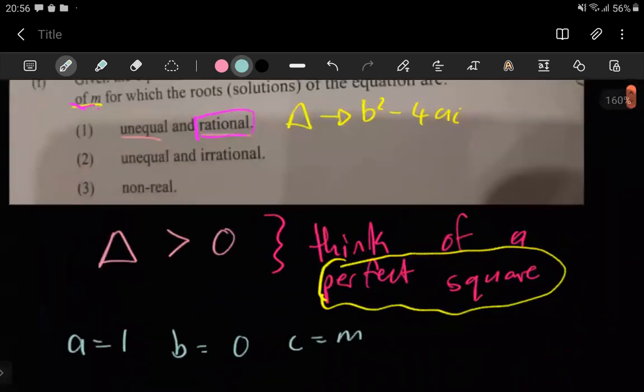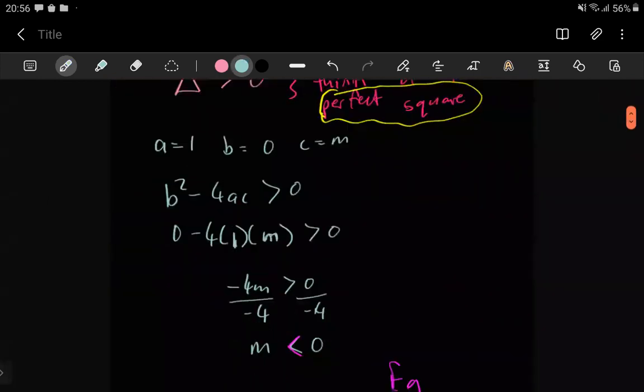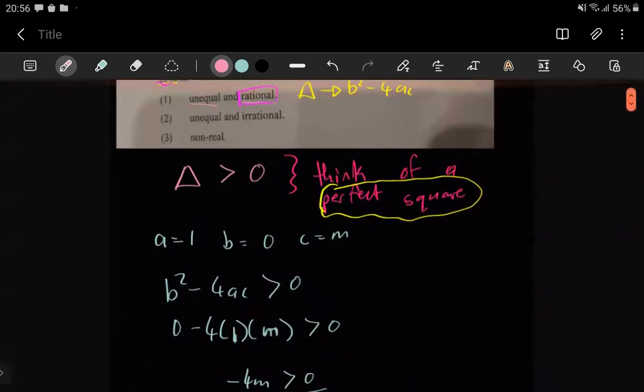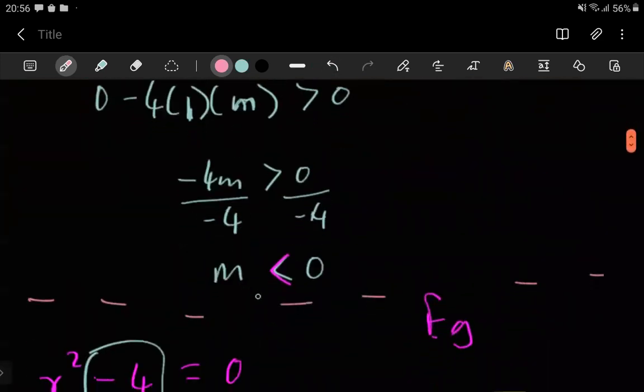Fantastic. So for the next one, where it's unequal and irrational, basically half the process is the same up until here. Because this portion will give us an idea of what your value of m needs to be for your solutions to be unequal. So this is telling us that as long as m is below 0, our solutions are going to be unequal.